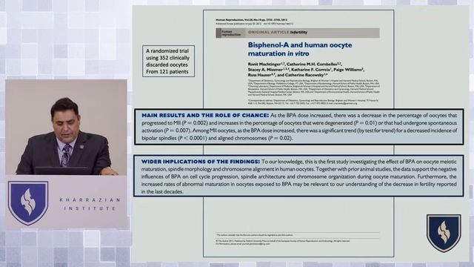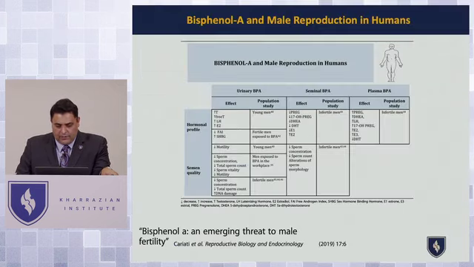Now, besides pesticides, BPA, which we've talked about before, is very important. So they looked at BPA and human oocytes maturation in vitro. So this is going to be important for things like IVF therapy. So they did a randomized trial of 352 clinically discarded eggs, oocytes, from 121 patients. And basically what they were able to report is that BPA may be relevant to understanding of decreasing fertility reported for the last decades, that BPA is a significant impact on the quality of the processes involved with in vitro fertilization.